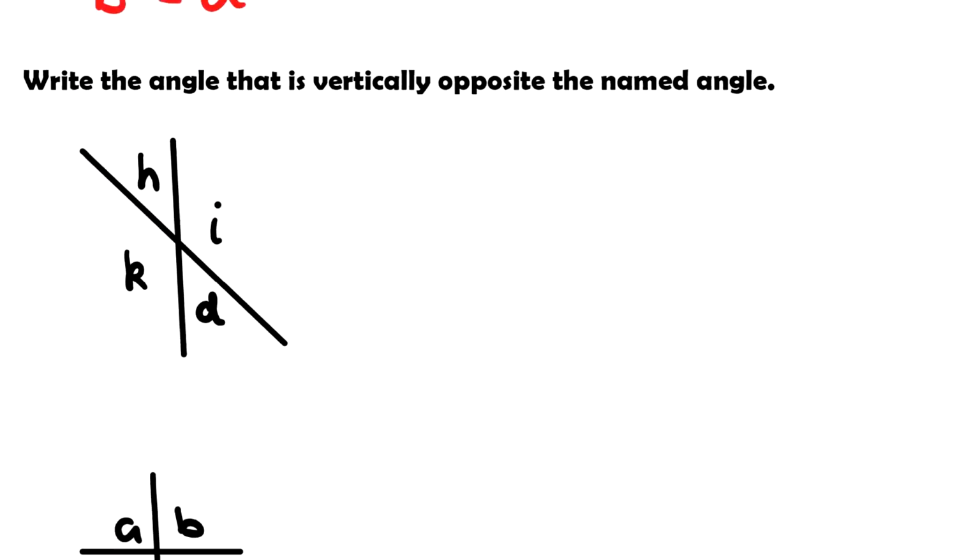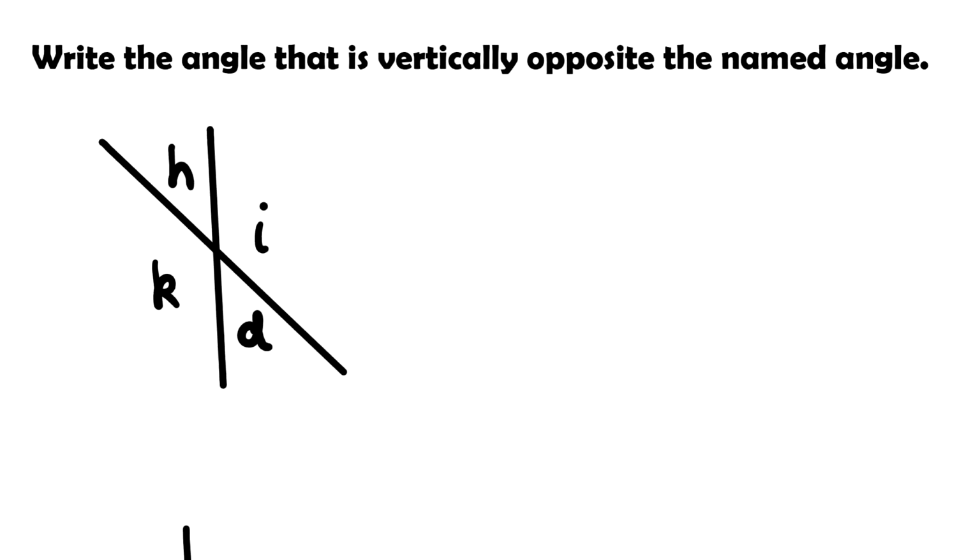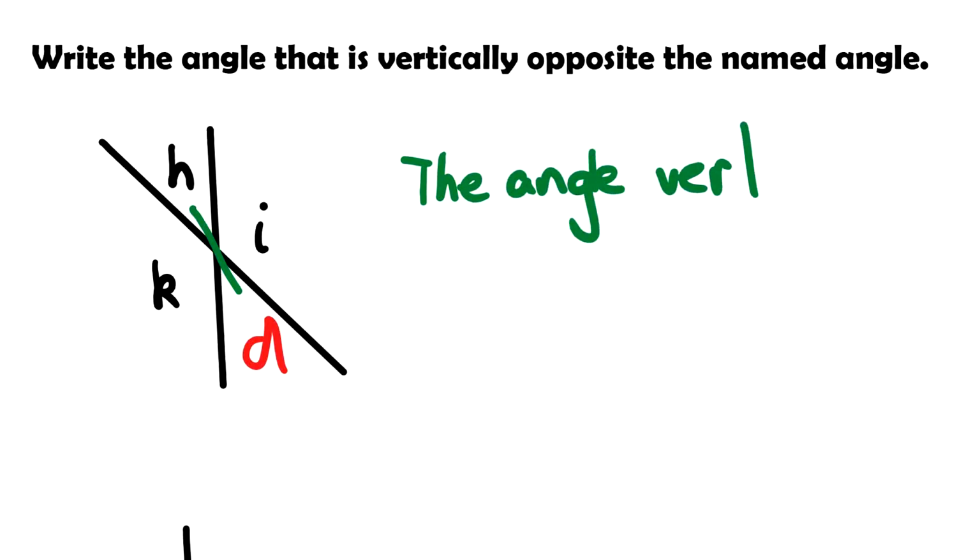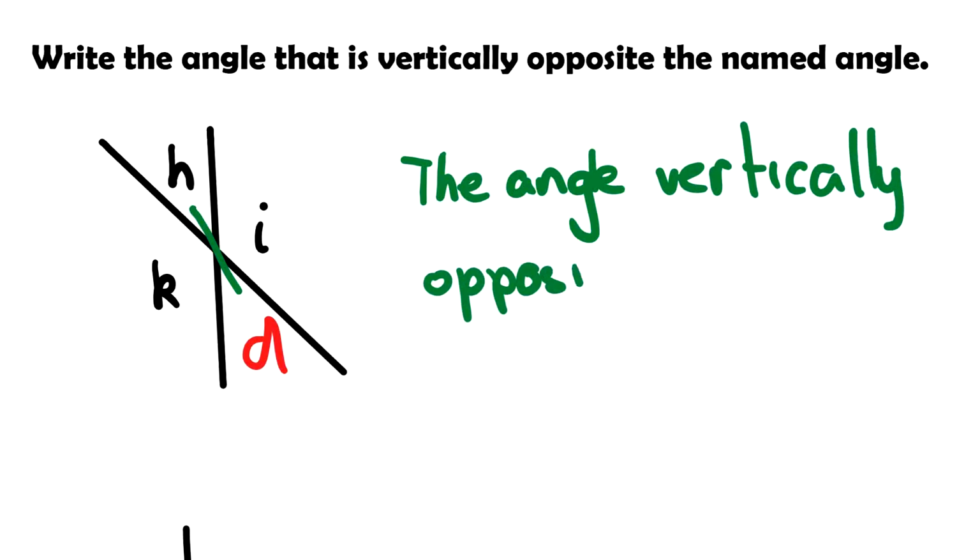Now we look at some of these questions. We need to write the angle that is vertically opposite to the named angle. I'm going to name the angle D. So we need to find what is the angle vertically opposite D. The first thing I should do is draw a line going across that point. So the angle vertically opposite D is H.